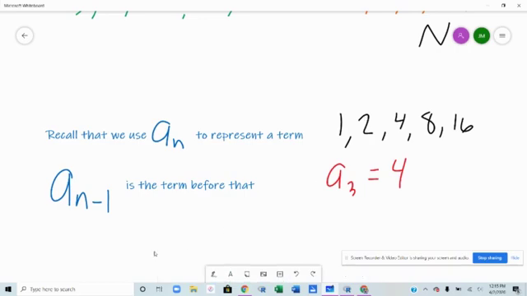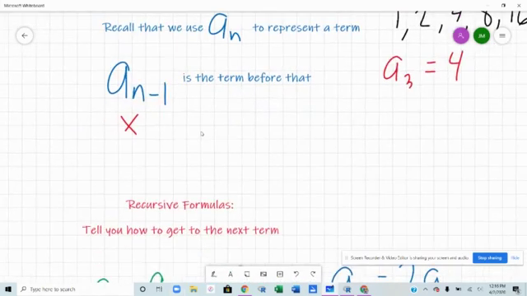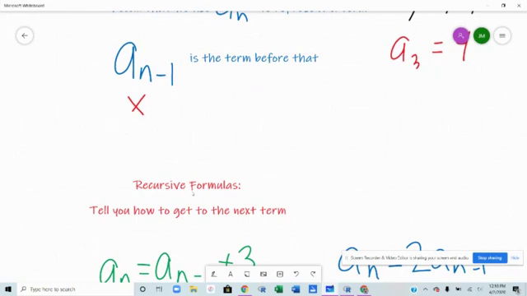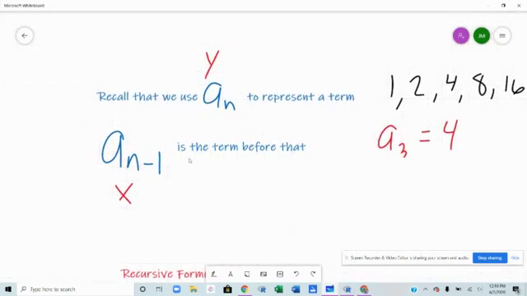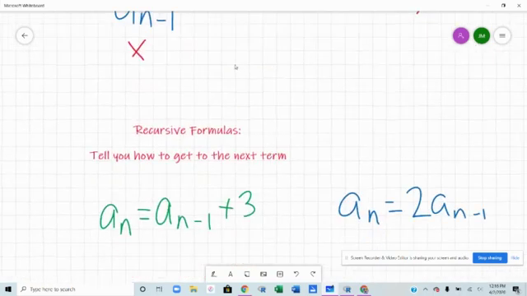Okay? We're going to use these in our recursive formulas, where the a sub n is kind of like y, and the a sub n minus 1 is kind of like x. So this is your input and this is your output. So recursive formulas are actually pretty easy because all they're doing is telling you how to get to the next term. To get to the next term, you use the one before it. And then how does it change?